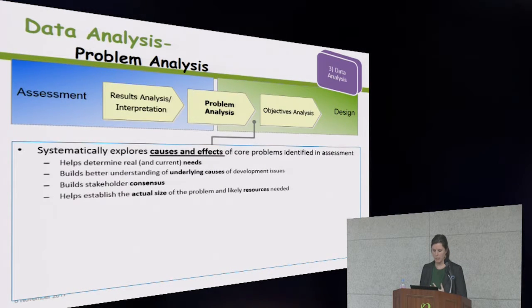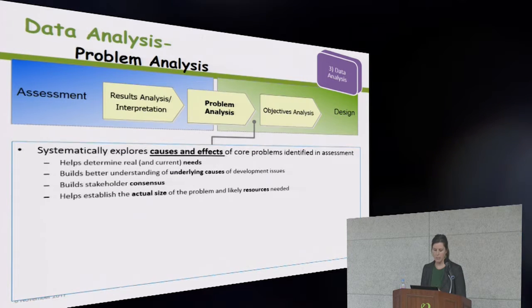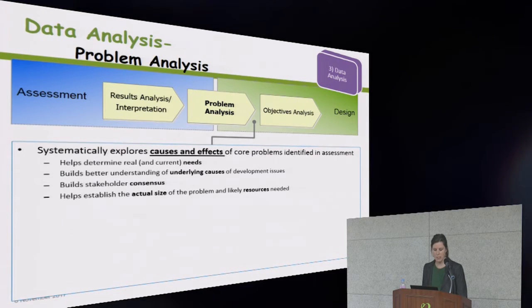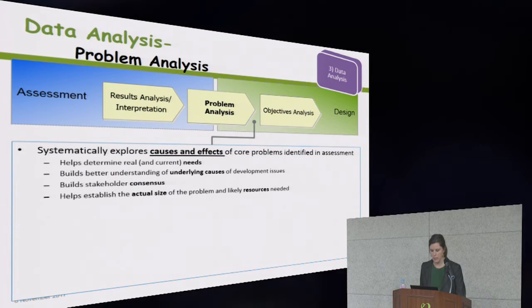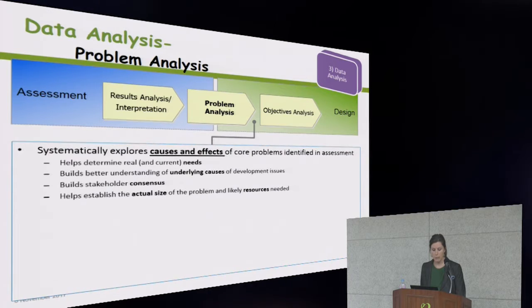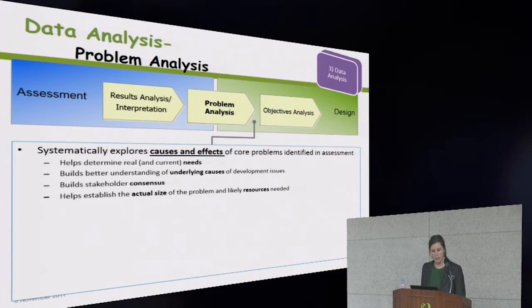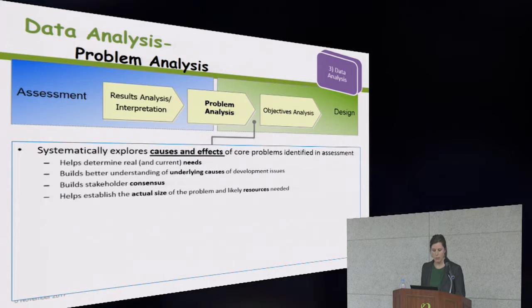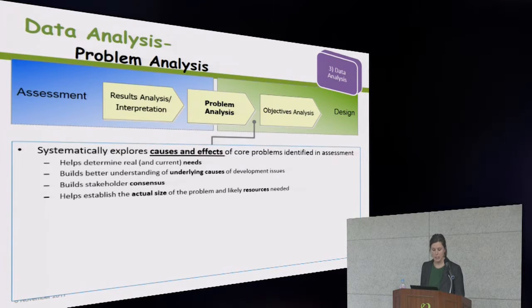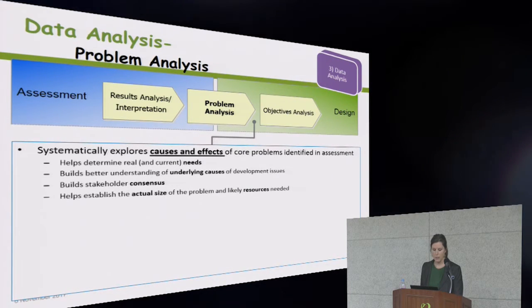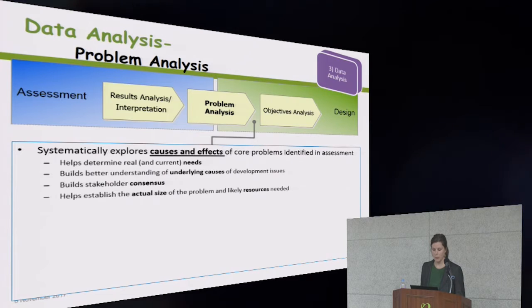So the problem analysis is a process that systematically explores causes and effects of core problems identified in the assessment. It helps determine real and current needs. It builds better understanding of underlying causes and development issues. It builds stakeholder consensus, and it helps establish the actual size of the problem and likely resources needed.